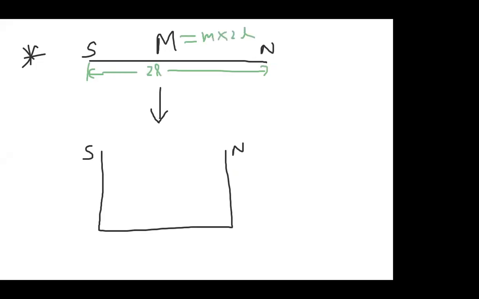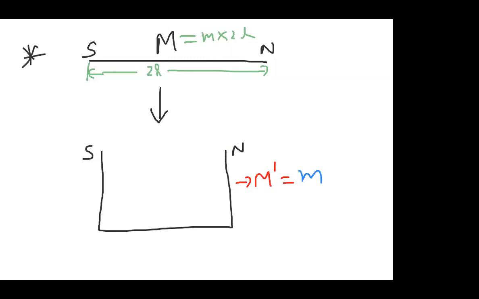In this case, if this magnet is bent in the shape like this, what is the new magnetic moment? M dash is the magnetic moment of this one. First of all, what is the magnetic moment? Pole strength into magnetic length. If this magnet is bent like that, pole strength is not affected. So pole strength will remain the same as small m.